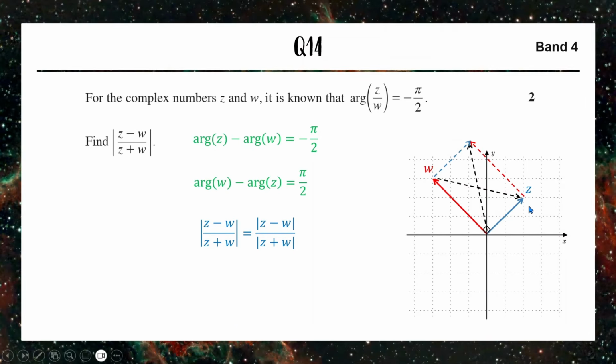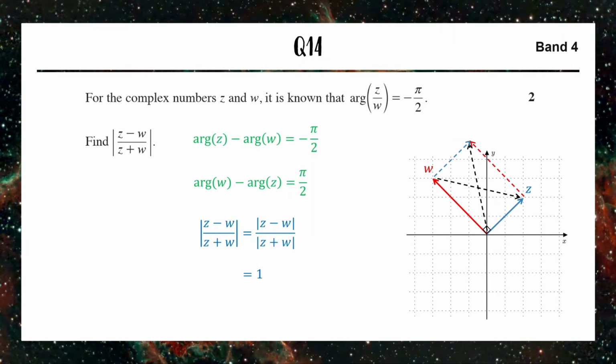So what we have here is that z plus w and z minus w are the two diagonals of our rectangle. And a cool little fact about rectangles that you might have learned in year 8 if you were paying attention is that the diagonals of a rectangle are the same length, which means that these two moduli have the same value. And so dividing it by itself gets you an answer, for 2 marks, of equal to 1.